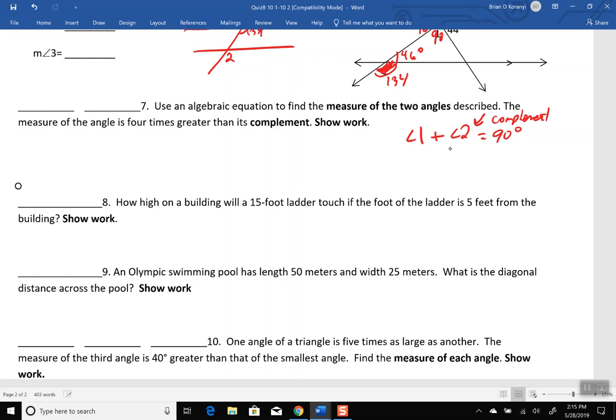So two angles are complements when you add them up and they equal 90. So like if I knew angle 1 was 50, angle 2 must be 40 degrees because that's what would make it 90. If angle 1 happened to be 30 degrees, then angle 2 would be 60 degrees.